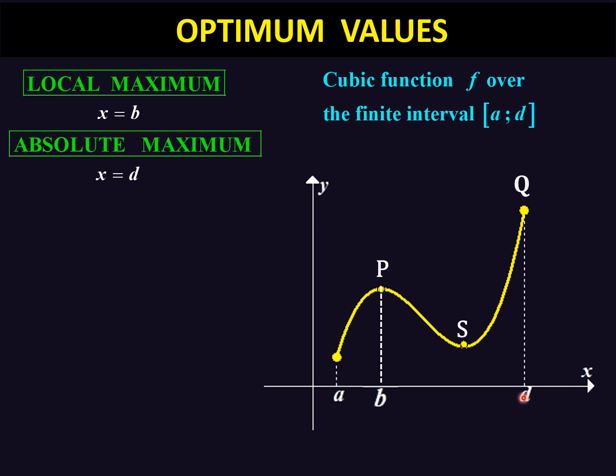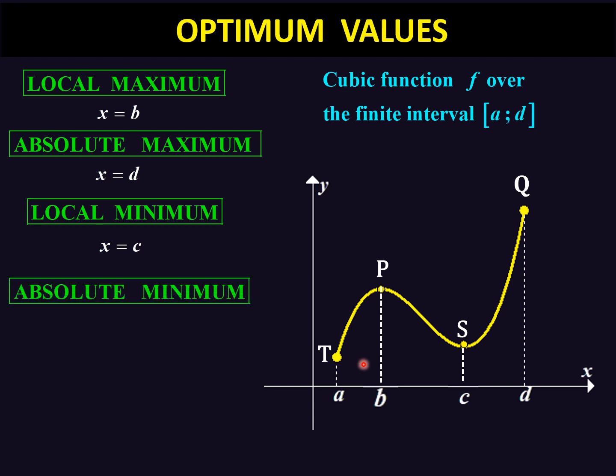Now point S, what type of point is S? That's right, S is a local minimum, and we have a critical value associated with it, in this case x is equal to c. Now if we look at T, T here has a value lower than the S value. So this T is actually the true minimum, or we refer to it as the absolute minimum. In this case it is associated with the x value, x equal to a.